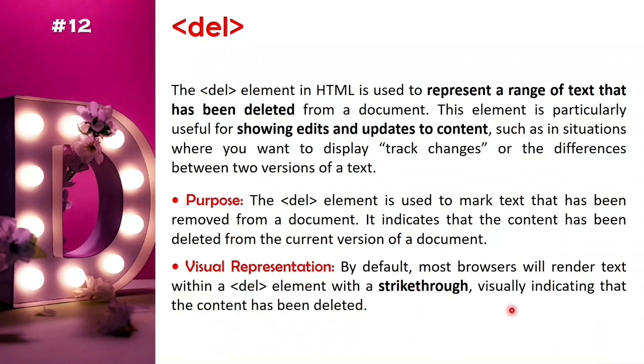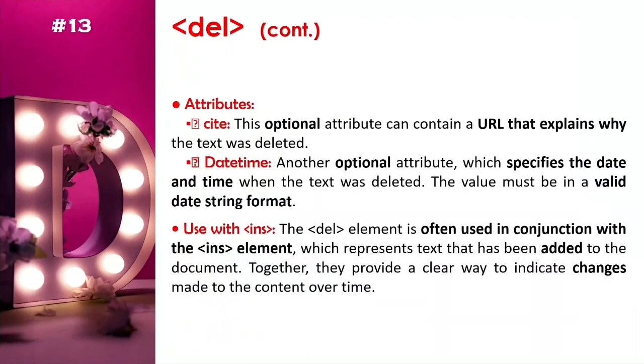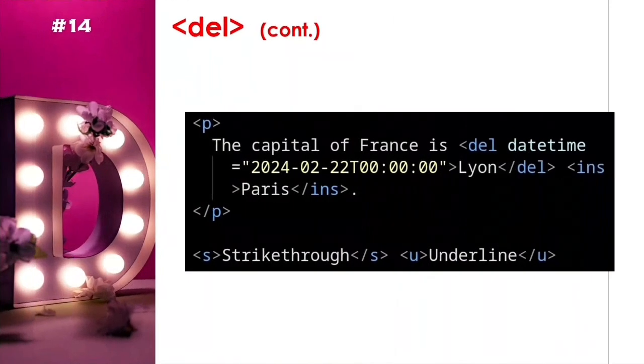As for the visual representation, by default most browsers strike through the element. That's the best way to show that it's no longer there. It used to be, but it's not meant to be anymore. So by default, anything put inside a del element will be struck through, but we can change that with CSS however we want. We have two attributes, cite and datetime. So let's go to the code. Let's say I said the capital of France is Lyon, which is wrong. So I can just put Lyon inside a del element.